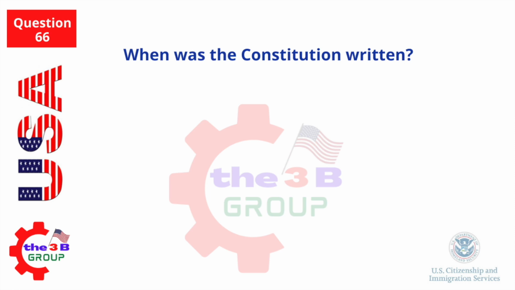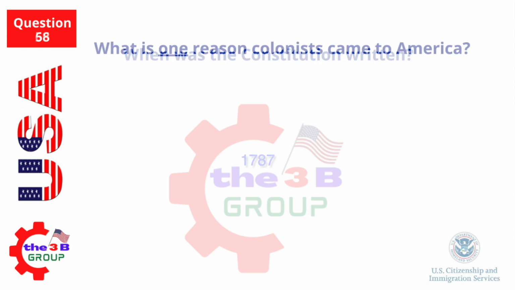When was the Constitution written? 1787. What is one reason colonists came to America? Freedom.